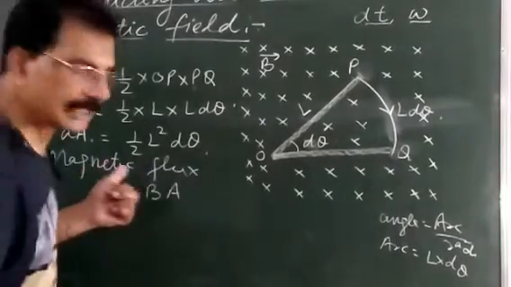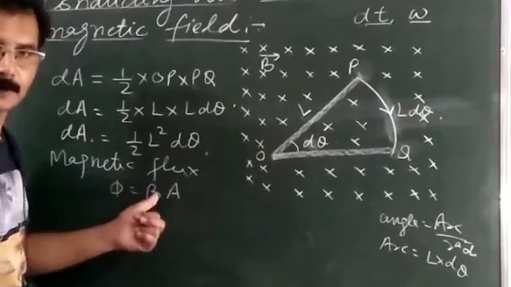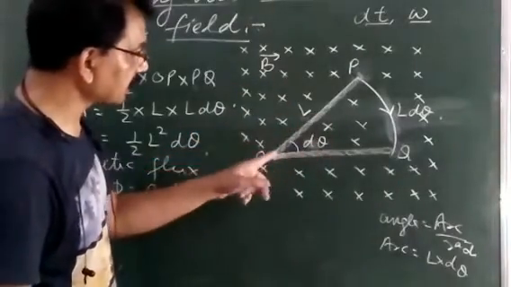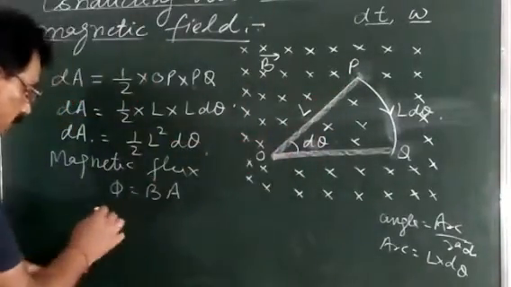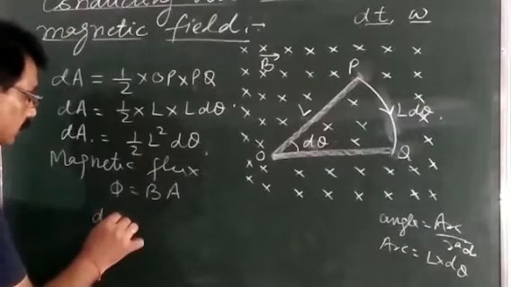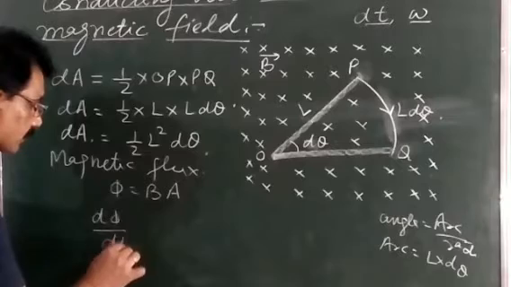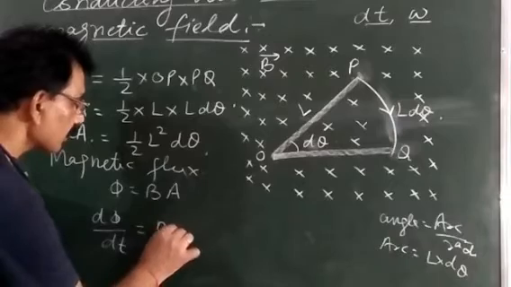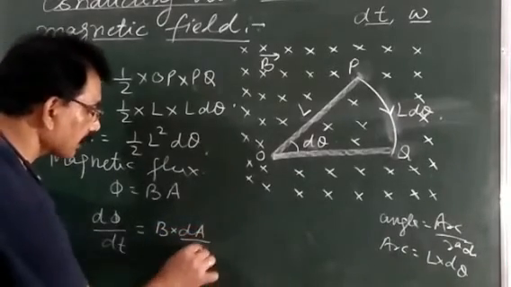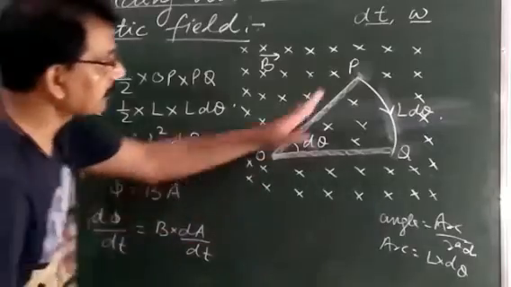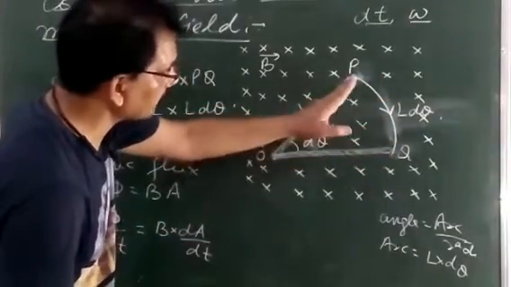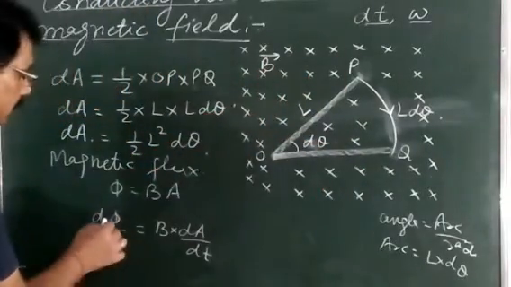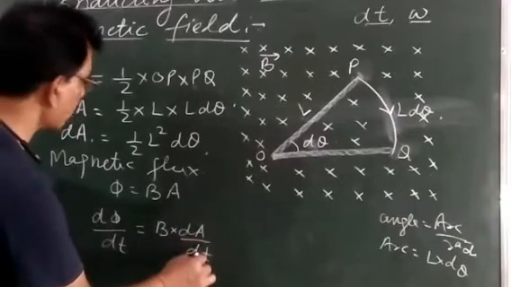And we know that magnetic flux phi is equal to BA. In this case, we want the rate of change of magnetic flux linked with this rod, d phi upon dt, which is equal to B into dA upon dt. Why? Because here the area swept by this rod changes with time, even though the magnetic field B remains constant. So d phi upon dt is equal to B dA upon dt.